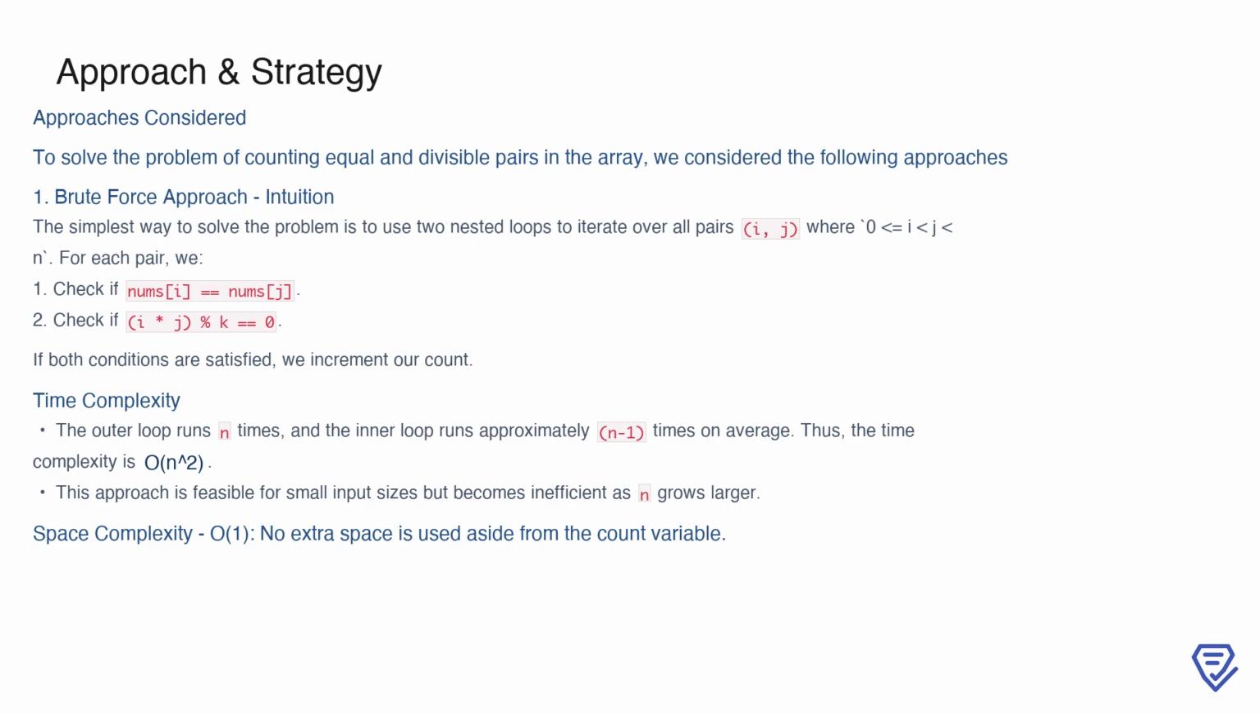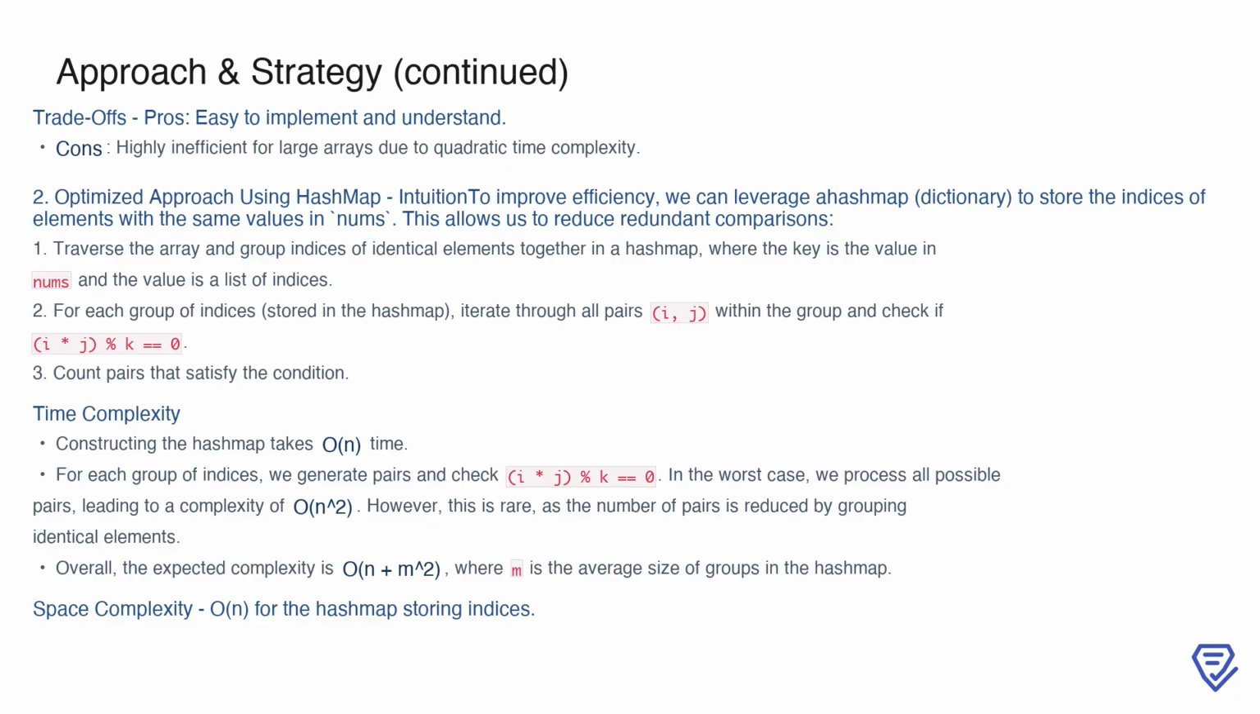This quadratic time complexity makes it impractical for larger input sizes. However, the space complexity is O(1), as we only use a single variable to keep track of the count, without requiring additional data structures. The brute force approach, while easy to implement, has significant trade-offs.